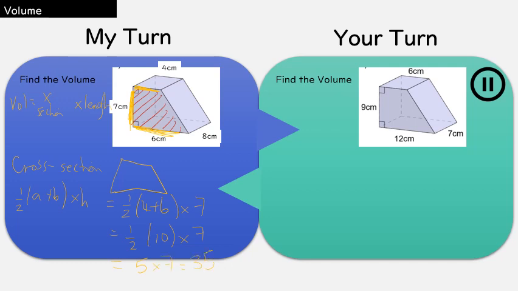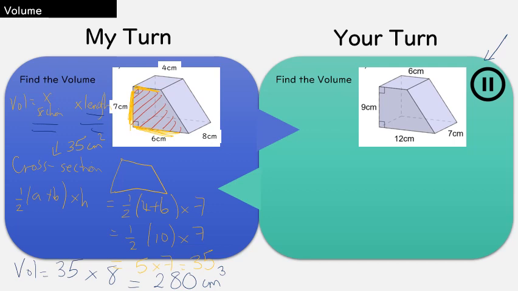So I found the cross-section area is 35 centimeters squared. Now I've got to plug it into the last bit. So volume equals the cross-section, which is 35, times by the length, which is 8. And so that gives us a solution of 280 centimeters cubed. Again, pause the video now and have a go at that question there.